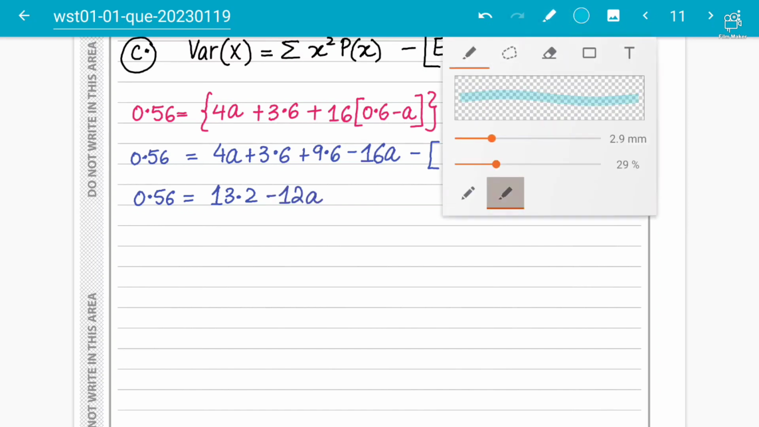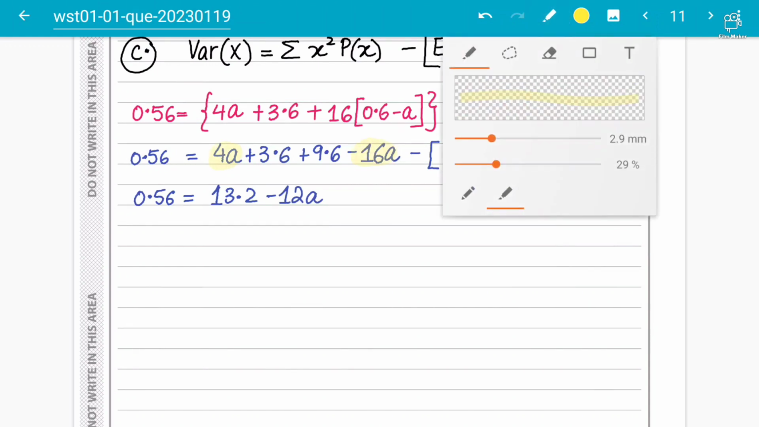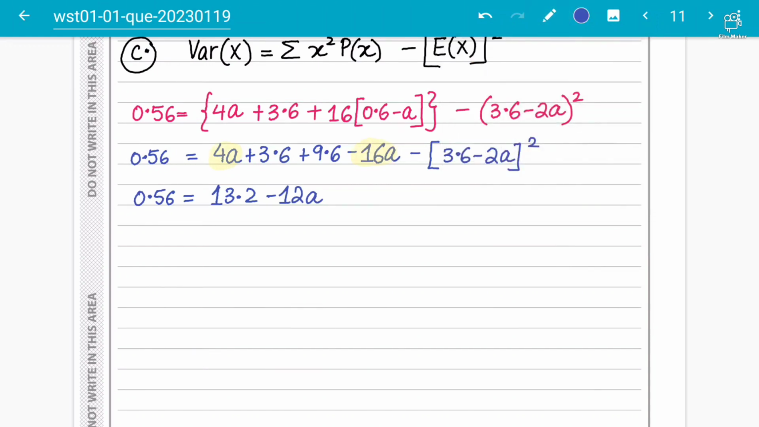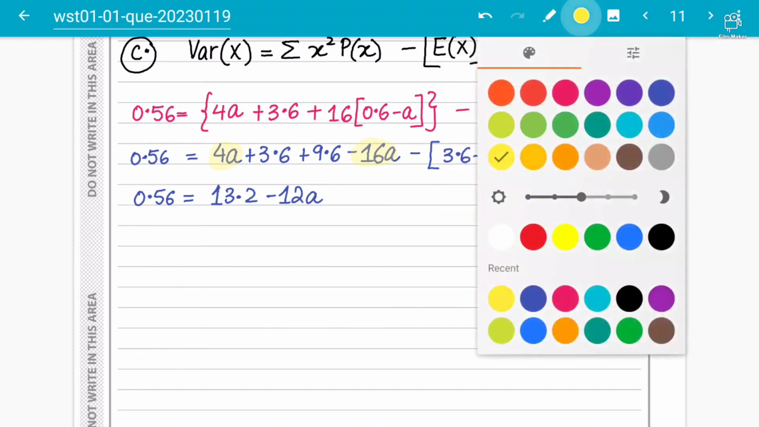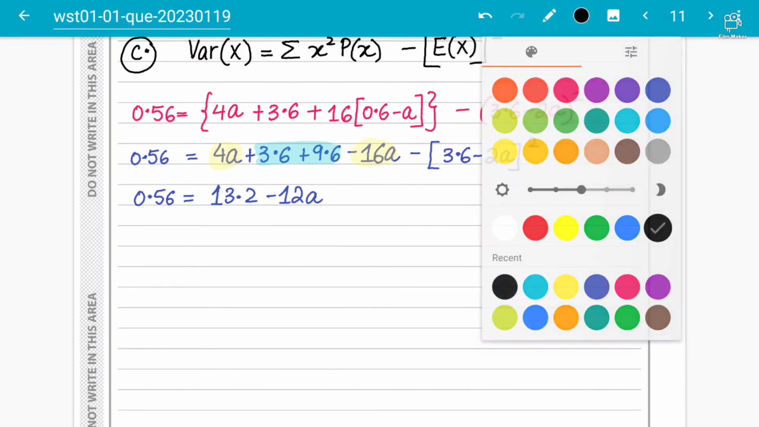I'll show you with the highlighter how it is coming. So 4a minus 16a is minus 12a, and 3.6 plus 9.6, let's double check, is 13.2. That is also correct. And now you expand this.